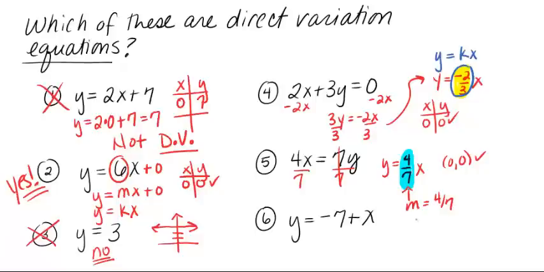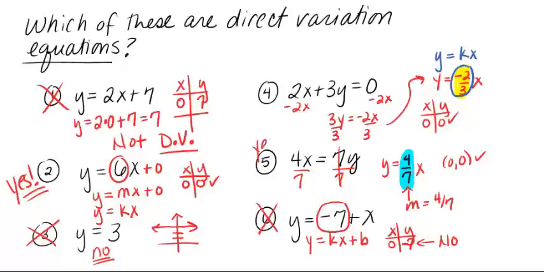And then for our very last problem, if we look at this, this does not look like y equals kx. We have a plus b that is not a 0. Our y-intercept is negative 7 here. So if I test, does this go through the point (0, 0)? When I put in 0 for x, I'm going to get negative 7 plus 0, so I get out negative 7 for y. So this is a no. This one's not direct variation.